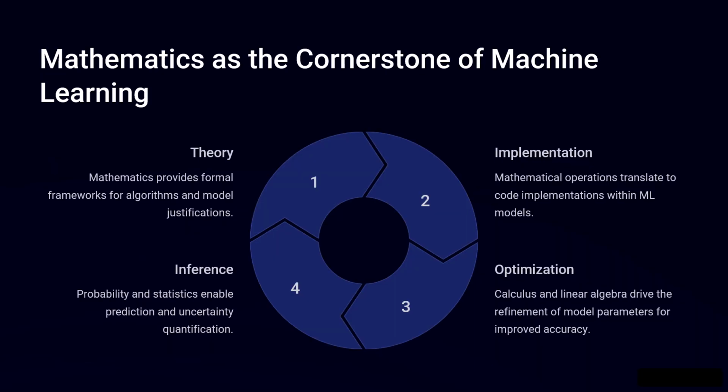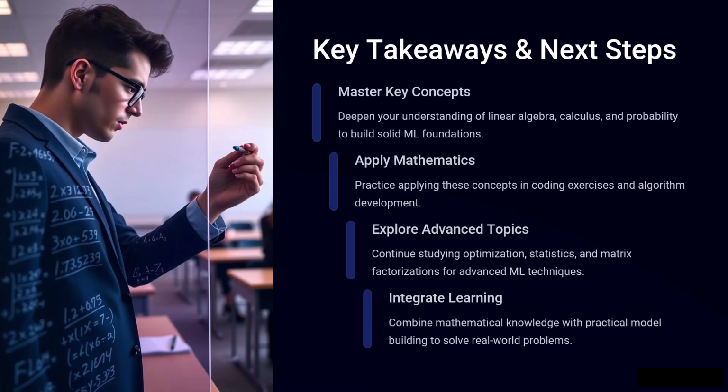Mathematics as the cornerstone of machine learning. Theory: mathematics provides formal frameworks for algorithms and model justifications. Implementation: mathematical operations translate to code implementations within ML models. Optimization: calculus and linear algebra drive the refinement of model parameters for improved accuracy. Inference: probability and statistics enable prediction and uncertainty quantification.